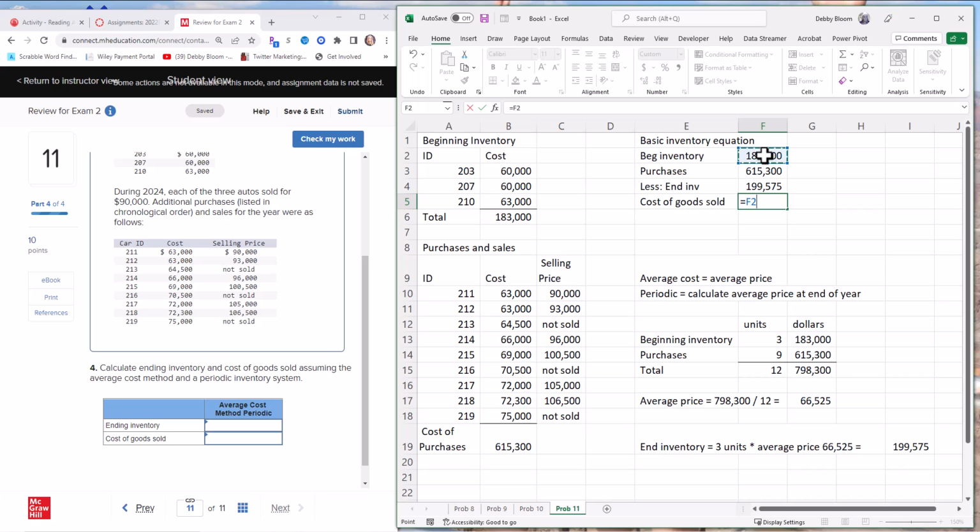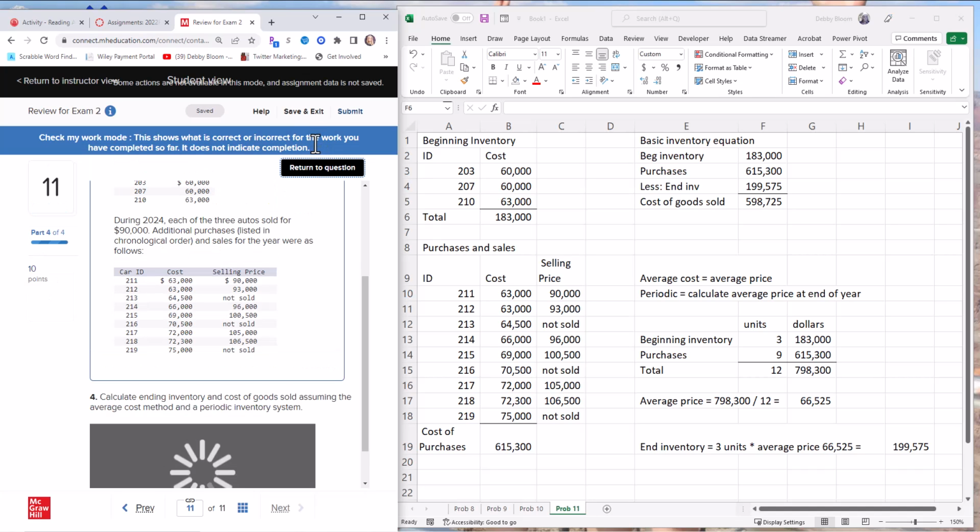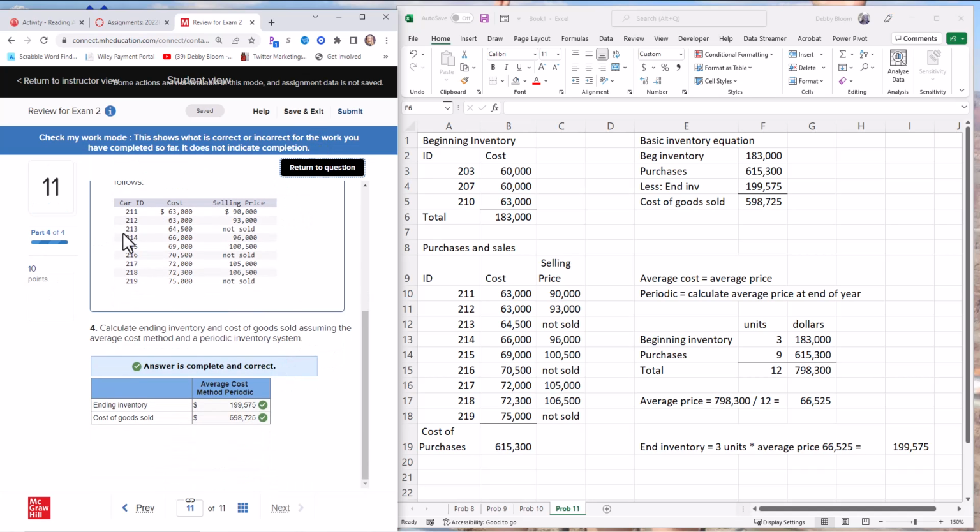Take my beginning inventory, add my purchases, and subtract my ending inventory to come down to cost of goods sold. So average cost method, periodic, ending inventory $199,575, cost of goods sold $598,725. And there we've now finished numbers 8 through 11.